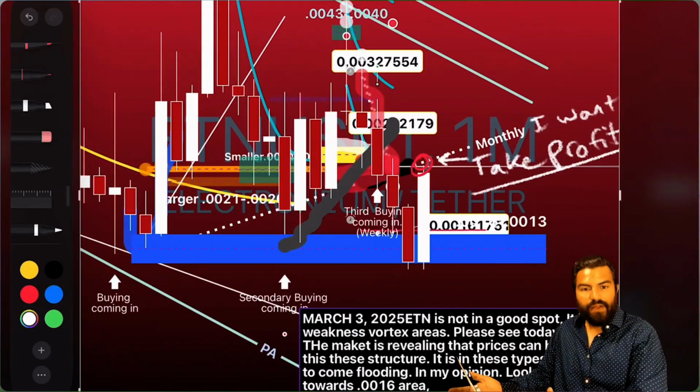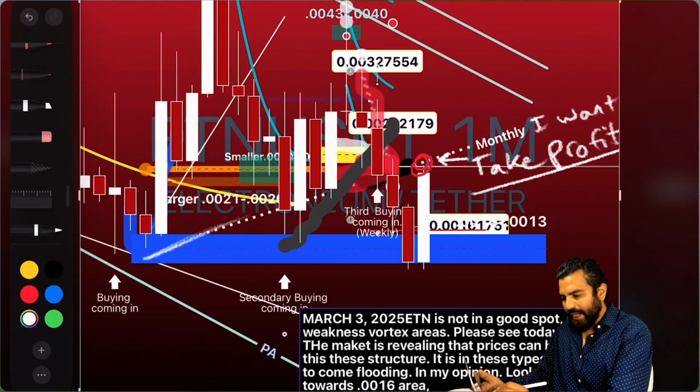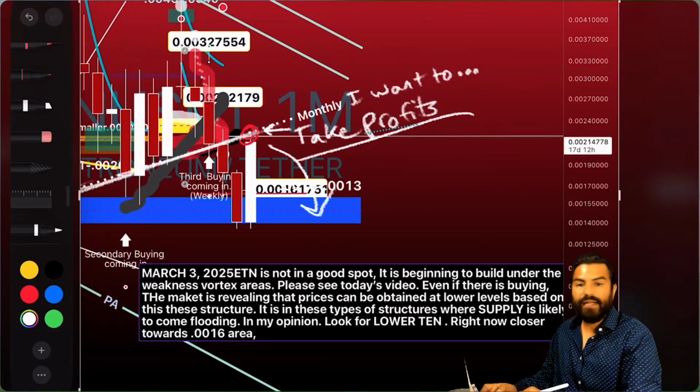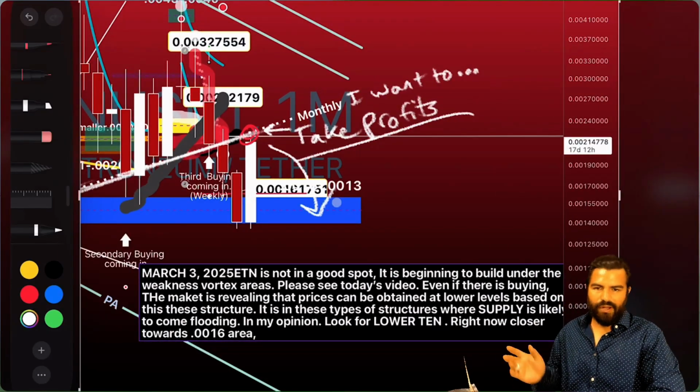Now, if you look at this from a logical perspective, we got the support and we're on the underside. So we're mostly looking for this to come back down. So all that gains that we made, we're probably going to lose them.